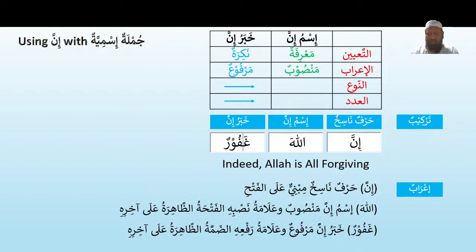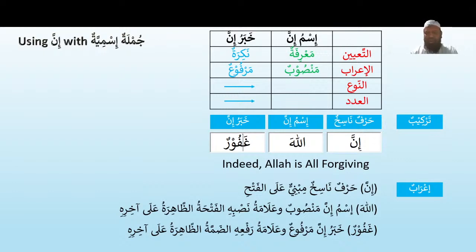إن حرف ناسخ مبني على الفتح. So inna, see, it has a fatha on it, so it will never change, it will remain. So it is mabni, because we've said all huruf are mabni. Mabni on what? Some will be mabni on al-fatha, some huruf will be mabni on kasra, some huruf will be mabni on ad-damm, some will be mabni on sukun. So this one, حرف ناسخ مبني على الفتح.